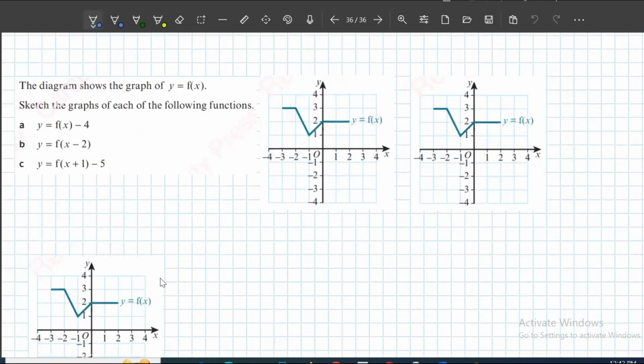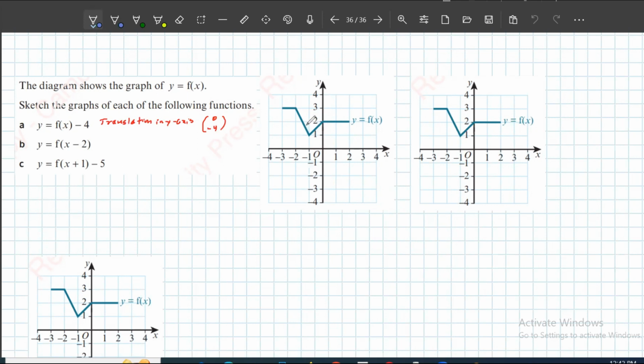One question here. The diagram shows a graph of y equals f of x. Sketch the graph of each of the following functions. So first one, clearly we can see that it is translation along the y-axis. This is translation in the y-axis, and the translation vector is (0, -4), which means 4 units down.